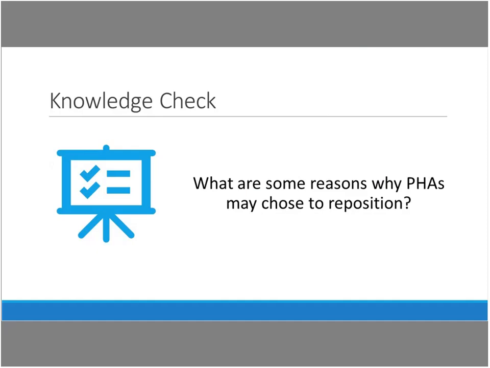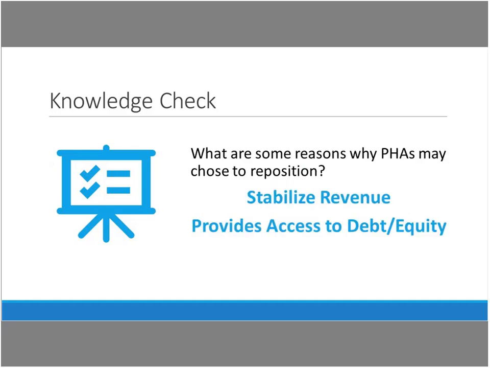We're going to start with a knowledge check, and we revised how we're doing this one a little bit, so we're not going to do the poll. We're just going to present the question as a way to refresh some of the things that we talked about in prior sessions, and I'll flash the answers in the subsequent slide. So some of the reasons that a housing authority may choose to reposition: stabilize revenue, provide access to capital, either debt or equity, and reduce the administrative burden.